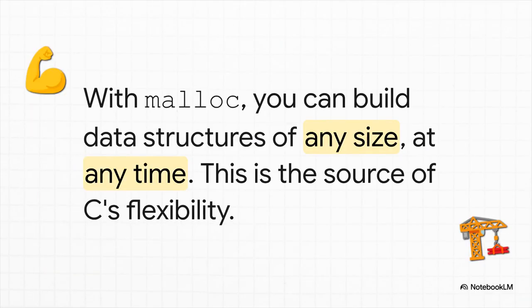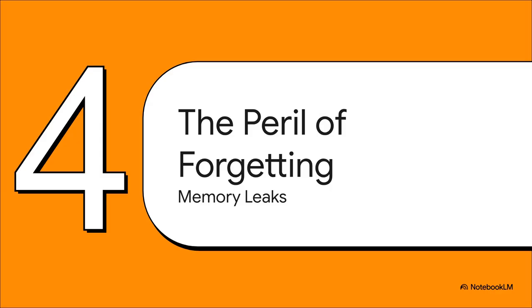And this is the secret sauce. This is what makes C so incredibly flexible. You're not stuck with fixed-size variables you declared at the beginning. With malloc, you can build data structures of any size you want, right in the middle of your program running. You can build a skyscraper or a tiny shack, whatever you need, on the fly. But as you can probably guess, with this incredible power comes some incredible responsibility.